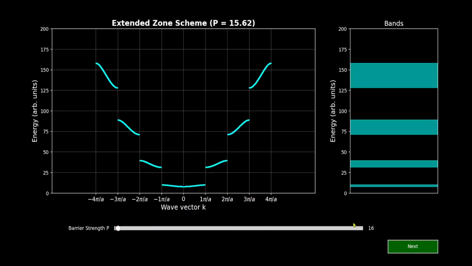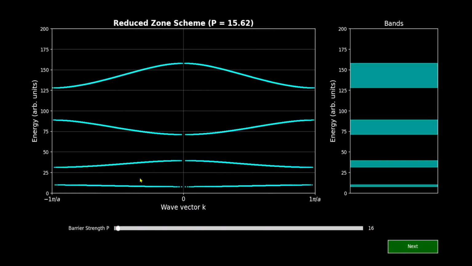Now let's see the other scheme, which is known as the reduced zone scheme. Here, the E-k curve in the reduced zone scheme is obtained by reducing the contents of all other zones so that it corresponds to the first Brillouin zone only.